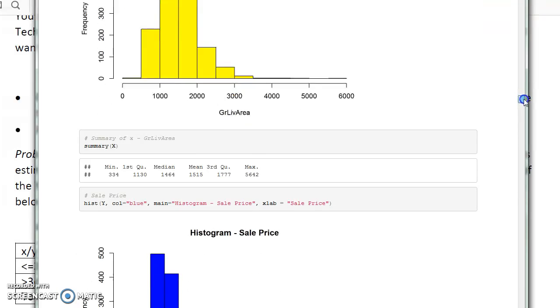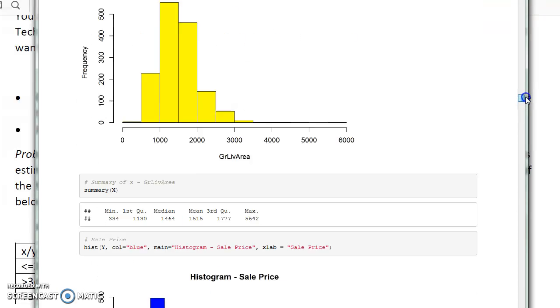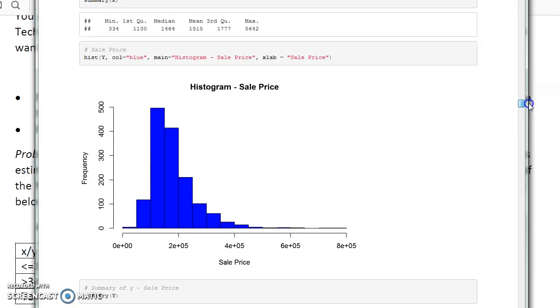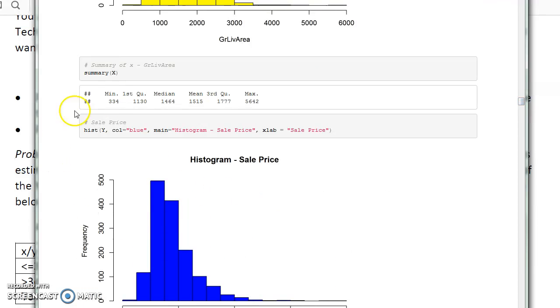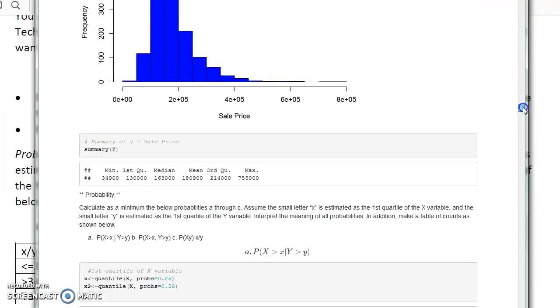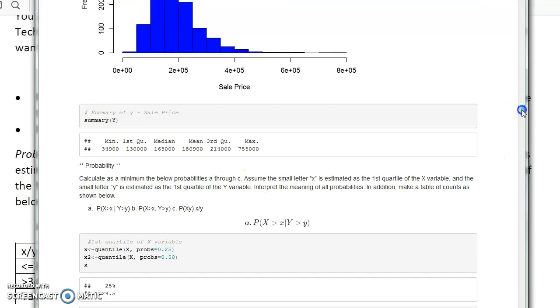And this is greater living area, skewed to the right slightly, with somewhat normal distribution. Sale price is similar. We can see the range of the greater living area is between 334 and 5642. That looks like it could be square feet. And then sale price is 34,900 to 755,000, which looks like dollars.